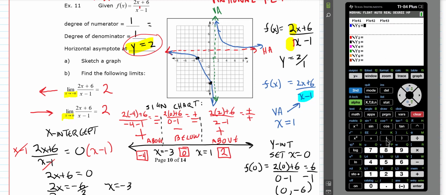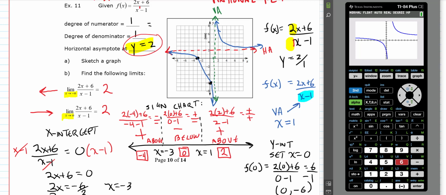I'm just going to put this in the graphing calculator. So the original problem was 2x plus 6. And notice I'm putting that in parentheses because you have to. All right. Anytime that your numerator has more than one term, you have to put it in a set of parentheses. Same thing with the denominator. It has 2 terms, put that in a set of parentheses. Okay. Put that in. You can go zoom 6, standard window. You should get the same thing we got.